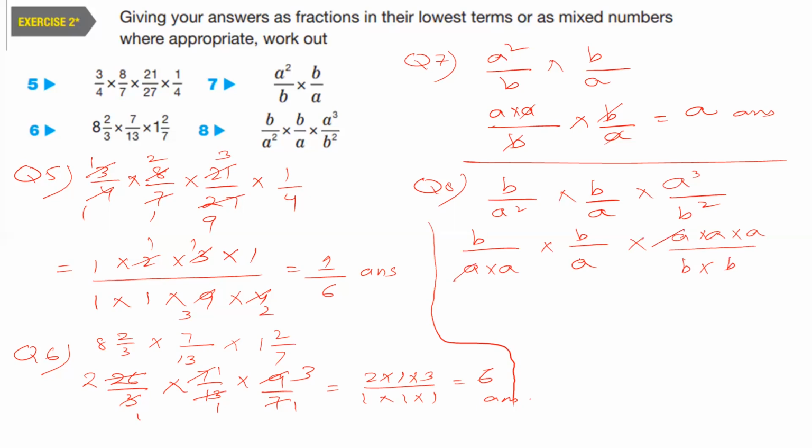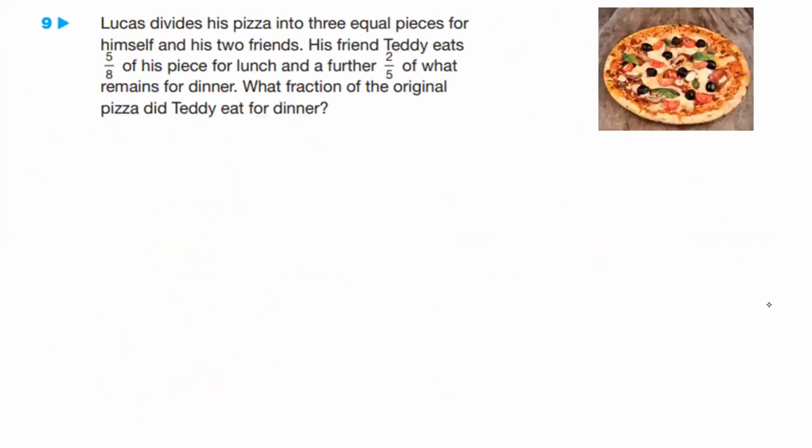This A cancels this A, and this A cancels from the denominator to the numerator. All are A times 1. So here B times 1 is B, B times 1 is B, B times 1 is B, B times 1 is B. So we got 1 times 1 times 1 over 1 times 1 times 1. So this answer is 1 altogether. Question number 9.